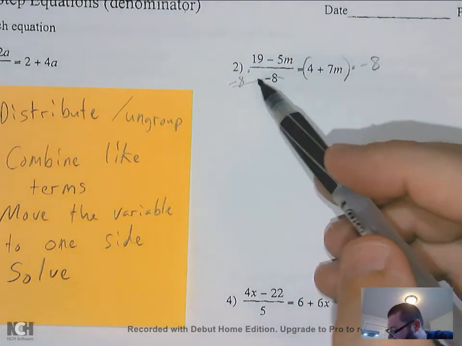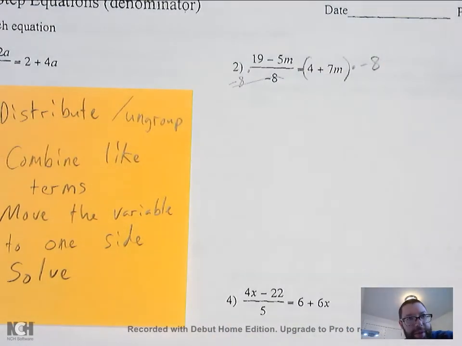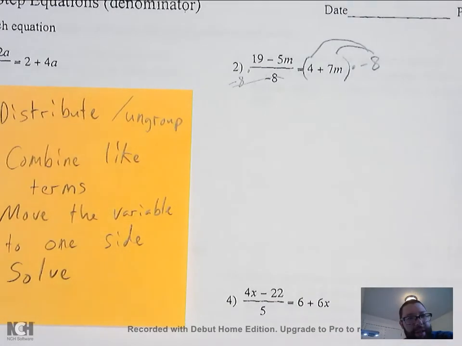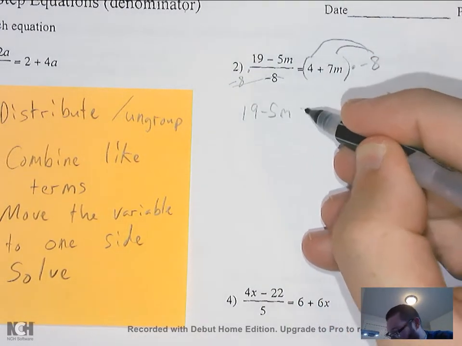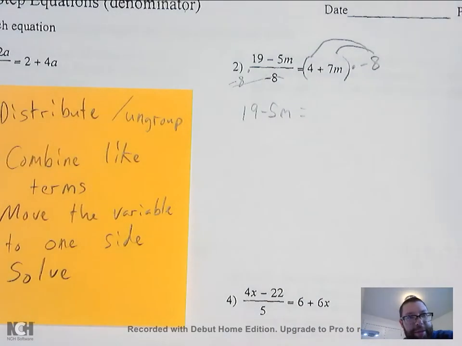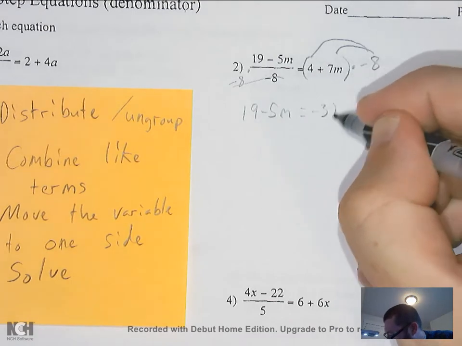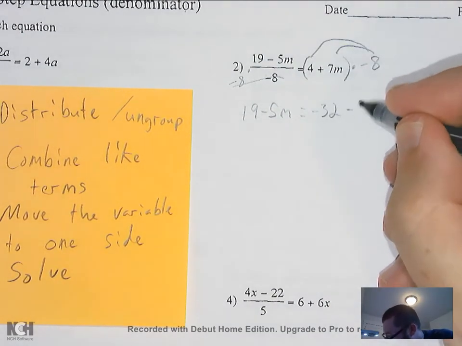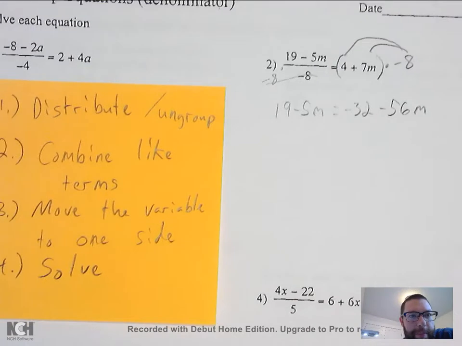So it cancels out here because both terms are being divided by -8, right? So you don't have to worry about anything on the top. But over here, when you multiply, it has to distribute to both of those terms this time. So this side just becomes 19 minus 5m, because they're both being divided by -8, so they can cancel out just fine. This side, though, you do -8 times 4 is -32. And then -8 times 7 is 56, right? Remember my times tables? So -56m.